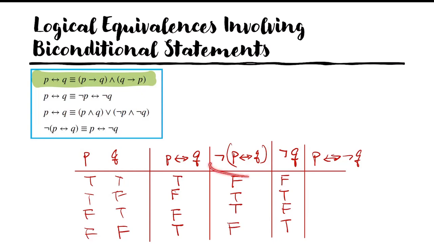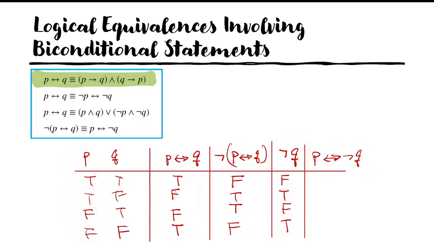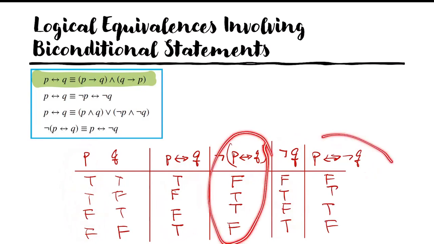Okay, so the negation of P if and only if Q will be the opposite of here. So it will be false, true, true, false. Okay, and then here, for these two columns, either they are both true or both false. So the middle two are true, and the first and last are false.